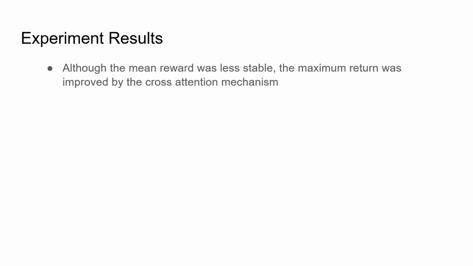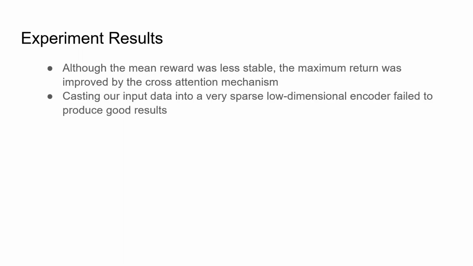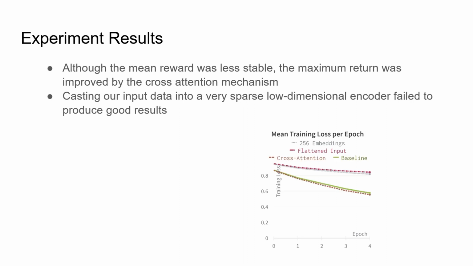So let's look at some of the results. Although the mean reward was less stable, we did find that the maximum return was improved by implementing this cross attention mechanism. Casting our input data into a very sparse, low dimensional encoder, which is just using a linear layer instead of using all the convolutional layers, definitely failed to produce good results.